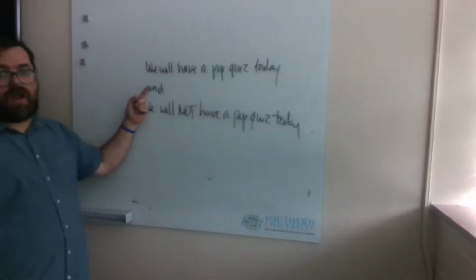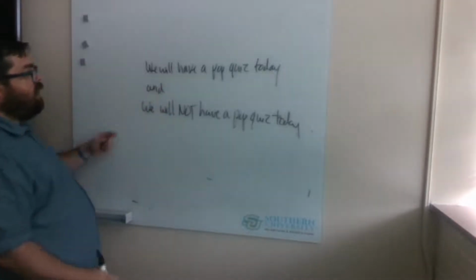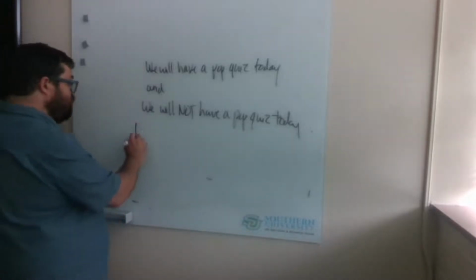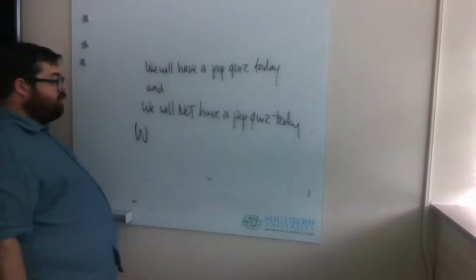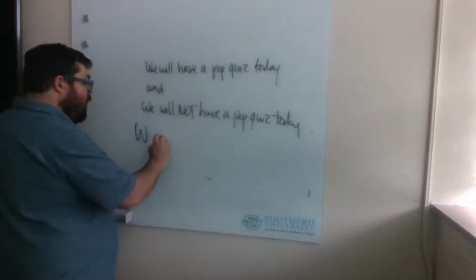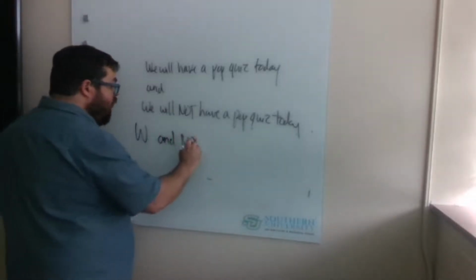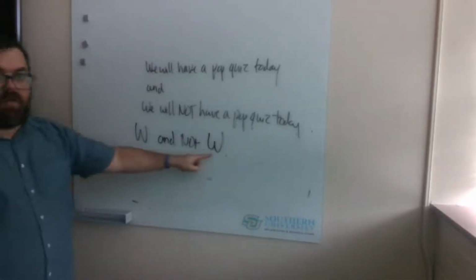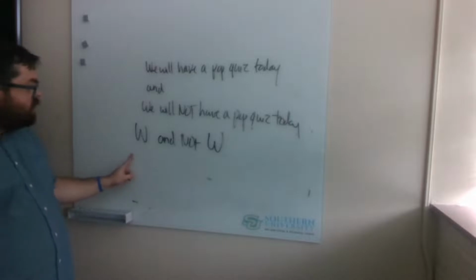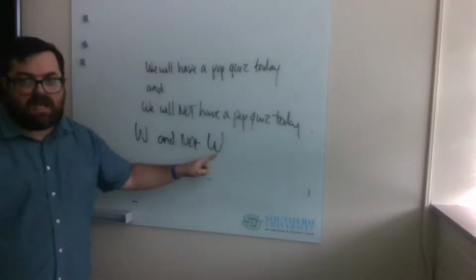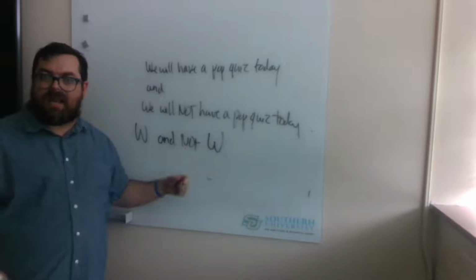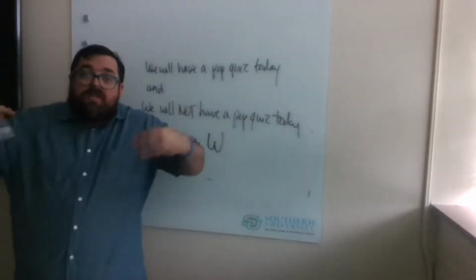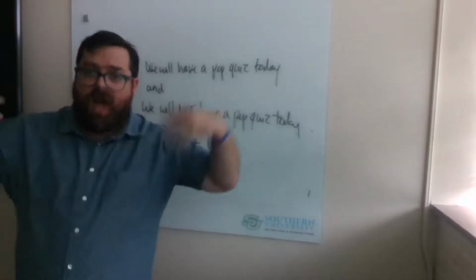You could think of it this way. If we were to write this out, I'll just symbolize this whole sentence, we will have a pop quiz today, by W. It doesn't really matter. W and not W. That's technically right. So this is a little bit more like what the formal logic is. A contradiction is a sentence and its negation maintained with an and at the same time. But neither of these things can be true. It's either you're going to have a pop quiz that day or you're not going to have a pop quiz that day.